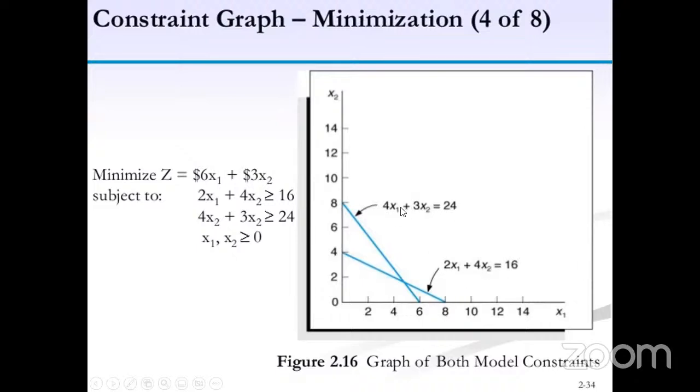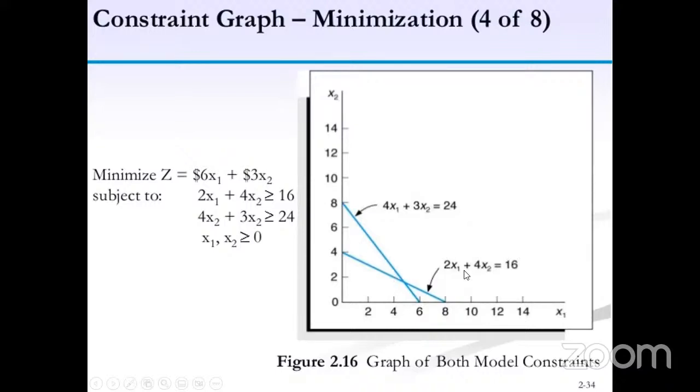Similarly, for this equation also the same. X1 0 means x2 is 24 by 3. That is nothing but 8 on the y-axis. And x2 is 0 means x1 value will be 6. So x1 axis is 6. If you join 6 and 8, that is the second equation line. So we are getting the first equation and second equation lines.